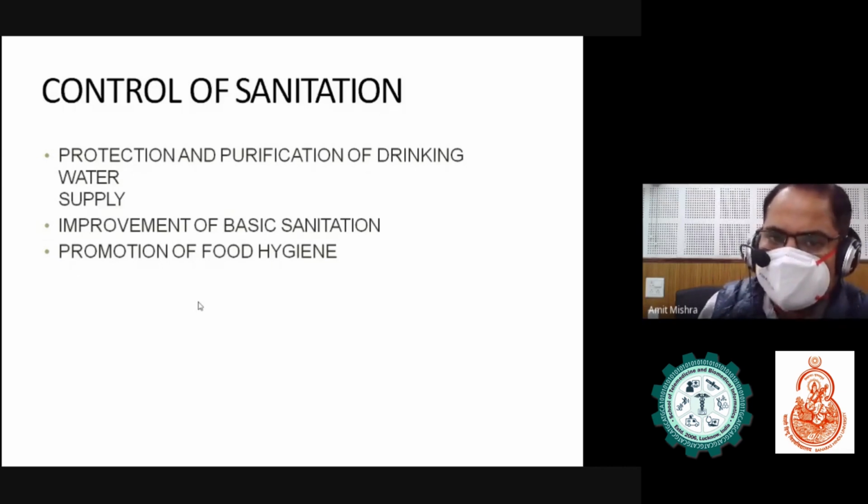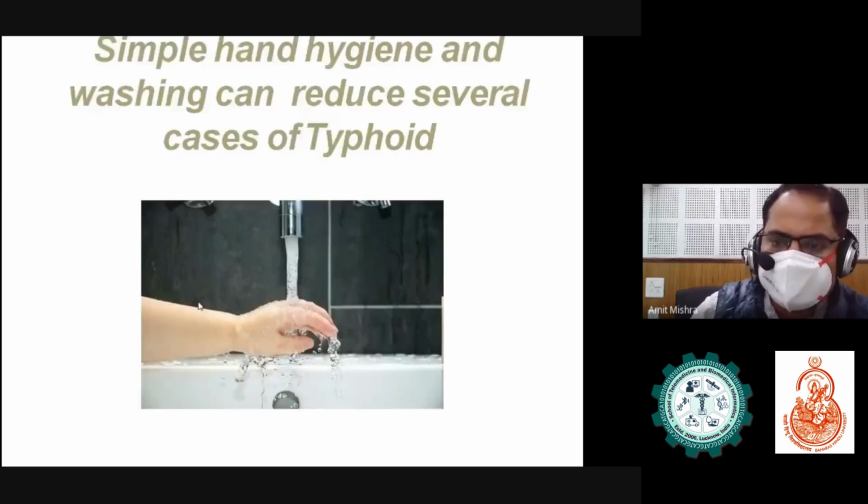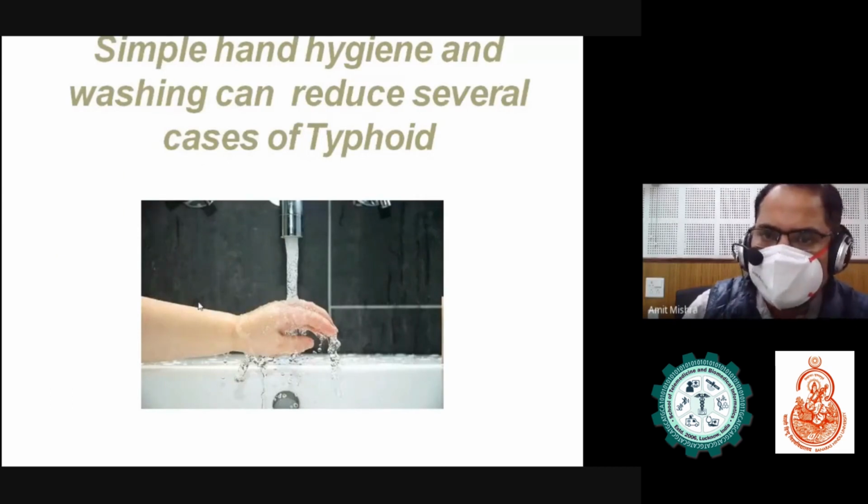Control of sanitation, protection and purification of drinking water supply. Improvement of basic sanitation. Promotion of food hygiene. Simple hand hygiene and washing can reduce several cases of typhoid.